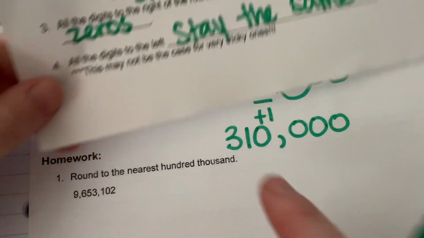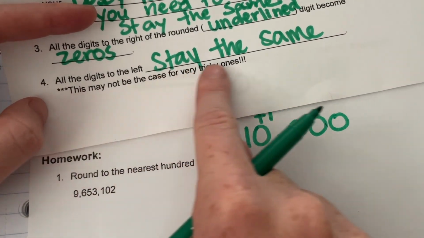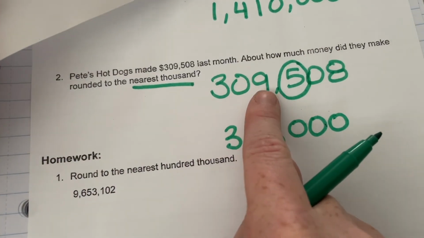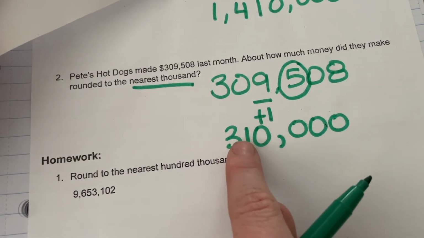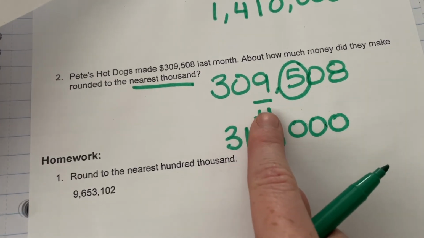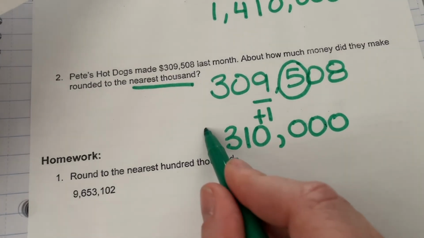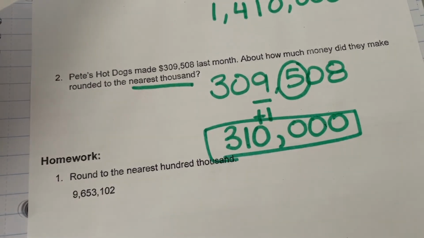Okay, so this is the one where it's not always true, where it says all the digits to the left stay the same. Do you see how it was a 9, a 0, and a 3? That one changed to a 1 because when you have a 9, you add 1, you're going to be dealing with 2 place values that are going to look different. Okay, so that is our answer.